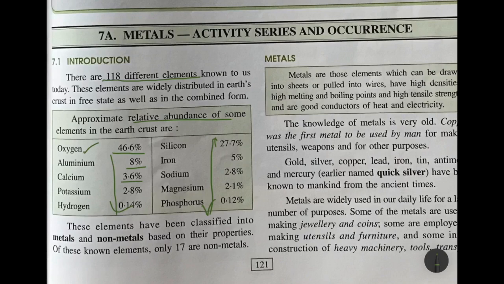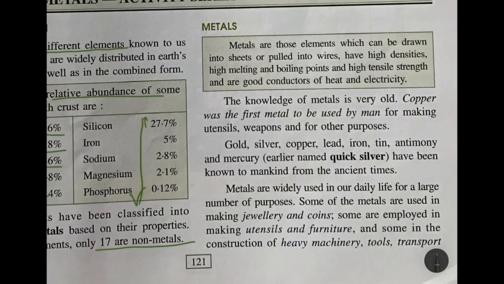Now, the elements are divided into two: metals and non-metals. How do we know that they are metals and non-metals? Because they have certain properties. There are 118 different elements, and remember children, only 17 are non-metals. Some are metalloids. Metalloids means having the properties of both metals as well as non-metals. Of course, you have done the metals and non-metals chapter in the lower classes as well, so this is just a short recap for you.